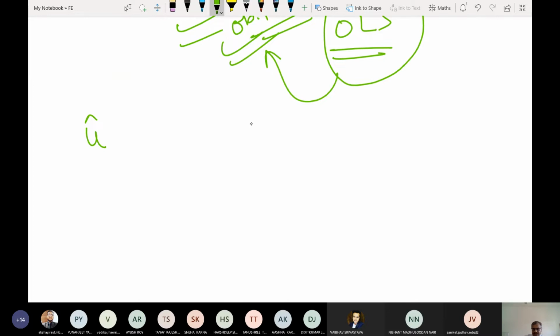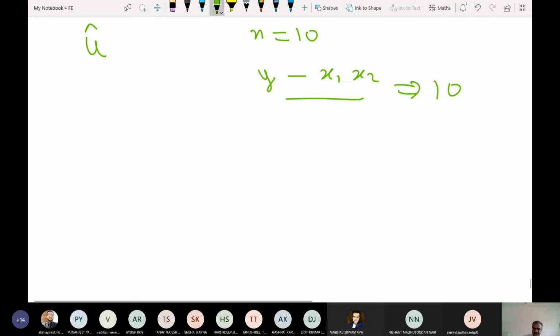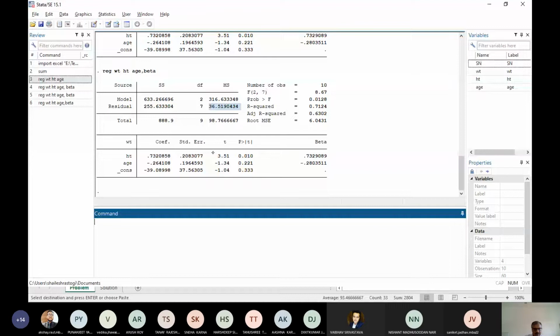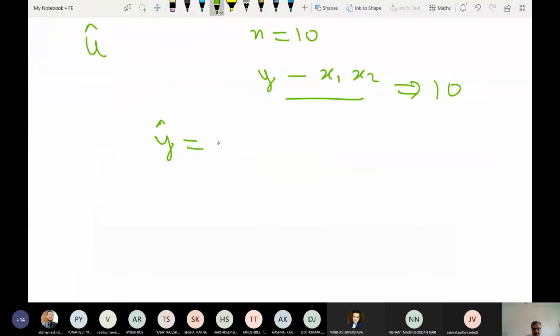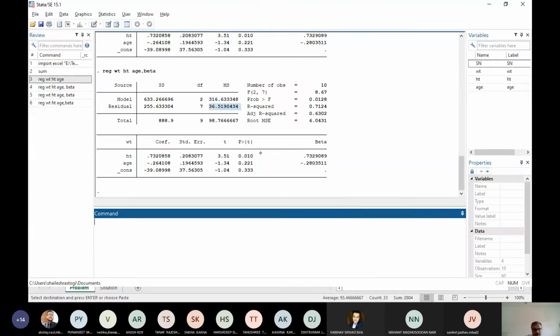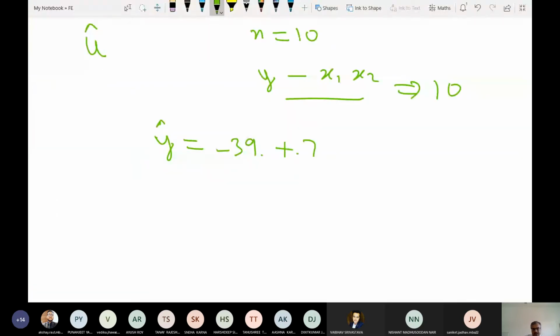And as in our example, we have got sample size 10. So when I run the model, I have got Y and X1 and X2, all these values also there in 10 numbers. As you have seen, we have got the estimated model, which is written like this: minus 39 point something, plus 0.73 height, and minus 26 age. That is the model.